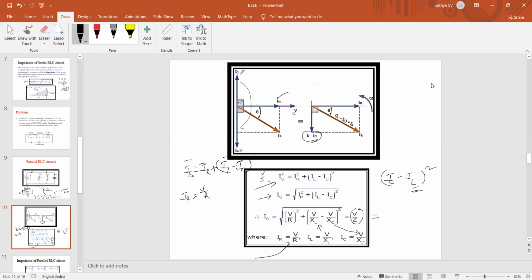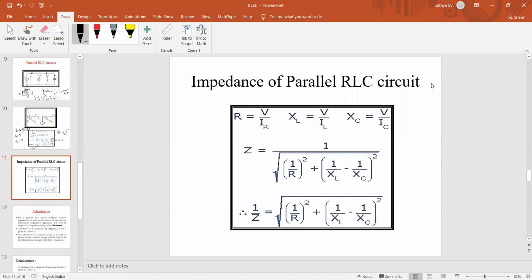So shall I write this V by Z as V into Y, because the reciprocal of Z is simply admittance? The reciprocal of impedance is called admittance Y. Already we saw this in the RL parallel circuit and RC parallel circuit. So this is the impedance of the parallel RLC circuit, useful for your numericals, the formulas, where 1 by Z is nothing but capital Y. All these came from the mathematical expressions we drew for the phasor representation of the given parallel RLC circuit.